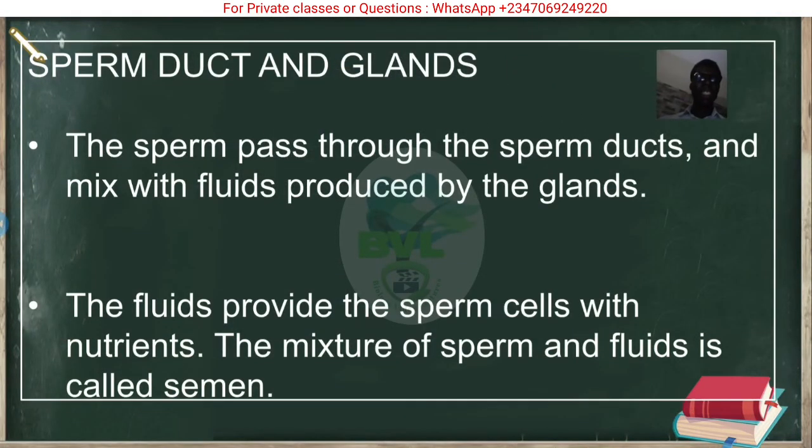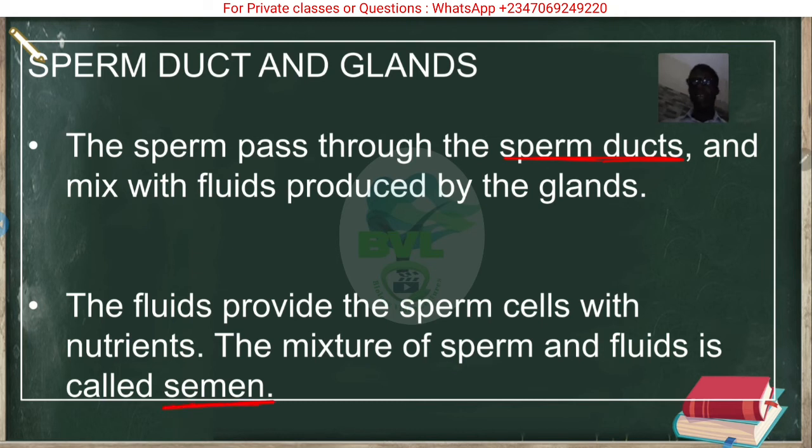Now the next thing is the sperm duct and the glands. Don't forget that another name for sperm duct is vas deferens. The sperm pass through the sperm duct and mix with fluid from the glands. I think I showed you something like that not long ago. Basically the sperm will pass through the sperm duct. That's why it's called sperm duct. A duct is a tube, and it mixes with the fluids. Like I told you, where they meet each other, the fluid provides the sperm cell with nutrients, and the mixture of sperm cell and fluids from the gland is called semen.